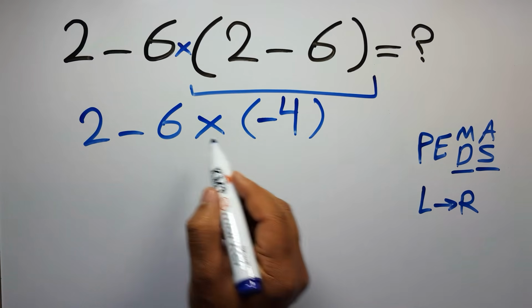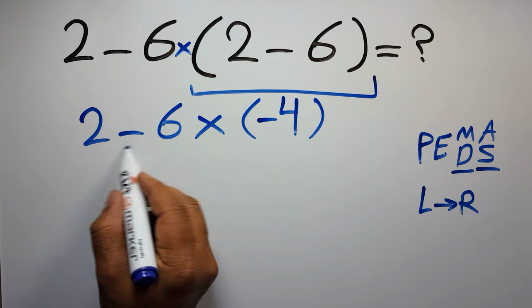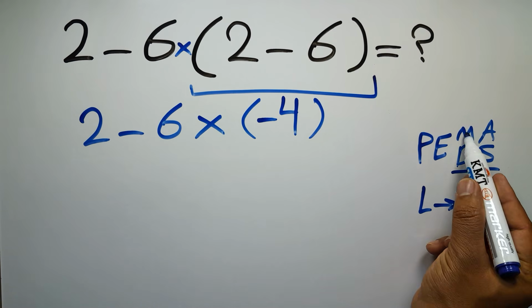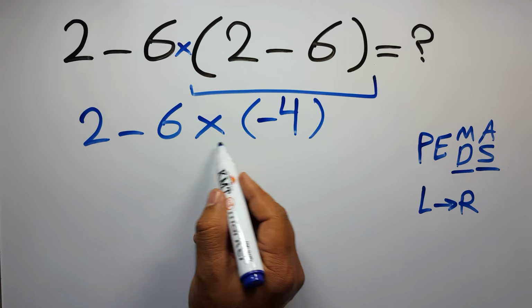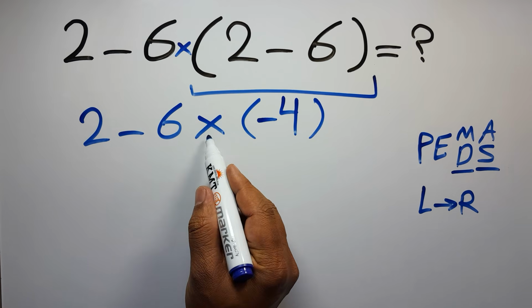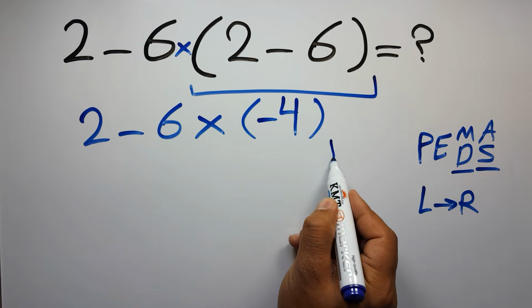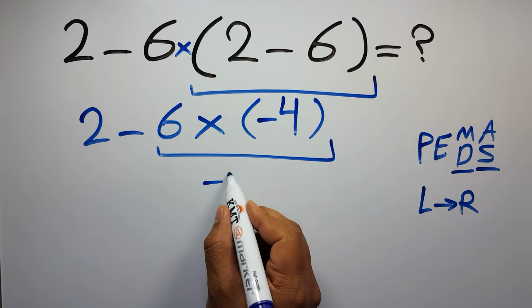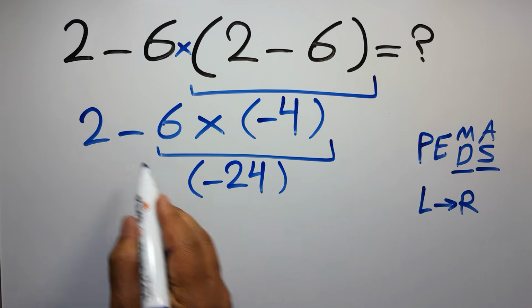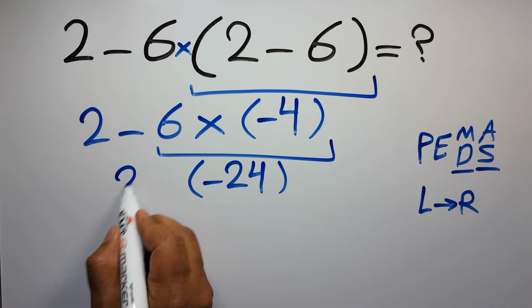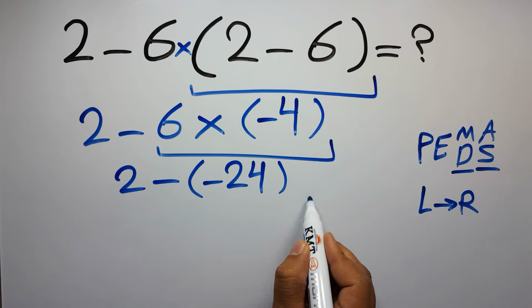According to PEMDAS, multiplication has higher priority than subtraction, because multiplication comes before subtraction. So here first we have to do this multiplication. 6 times negative 4 equals negative 24. So we have 2 minus negative 24. Okay?